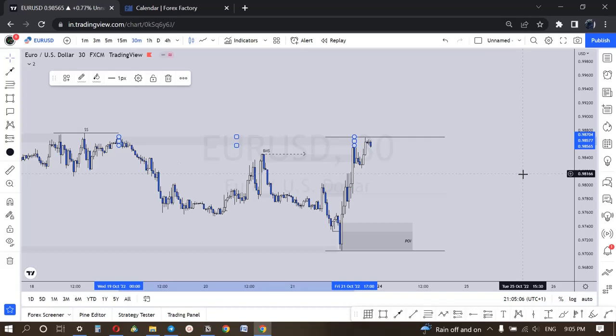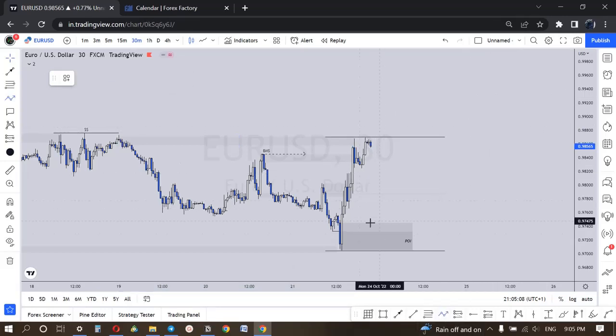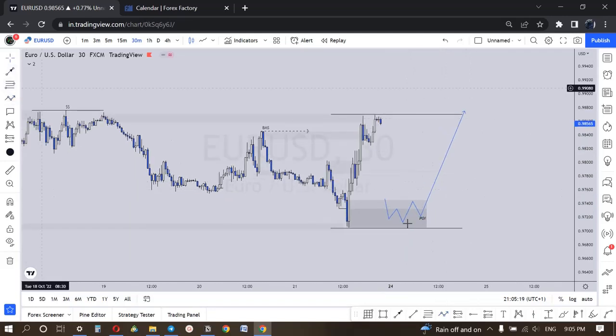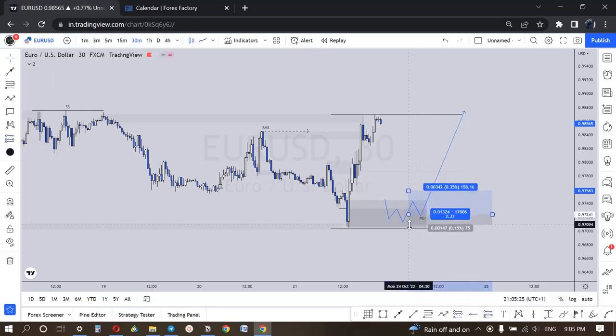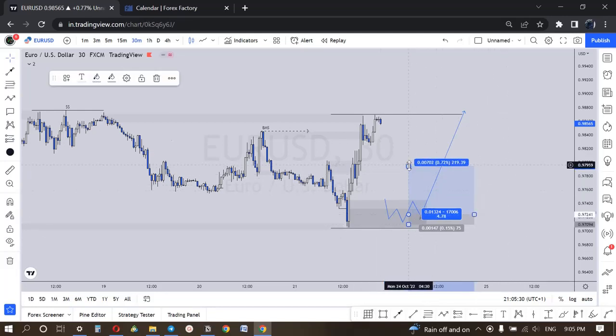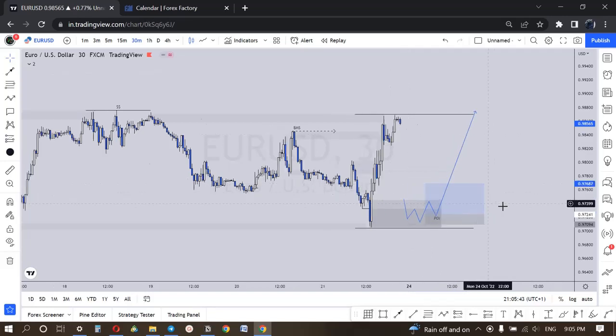Once price activates me from this zone and I see that nice change of character on the lower time frame, the price will buy. The first thing is that I will manage my trade. I will enter right from here, my stop loss below, target 1 to 3 minimum. I think this is my 1 to 3. It's going to hit very fast, you know how it is. Just 1 to 3, that is okay.